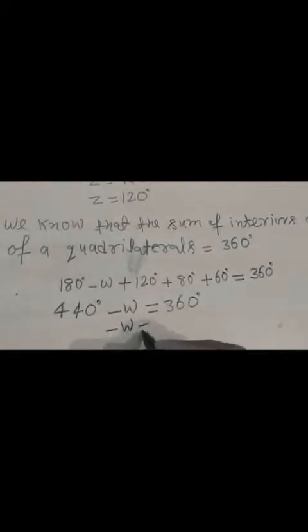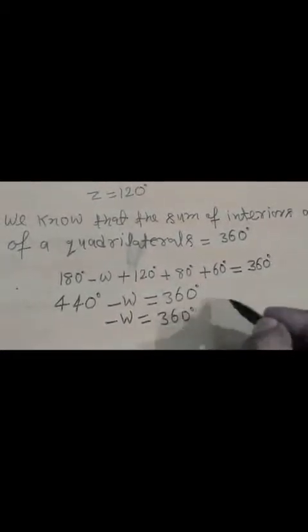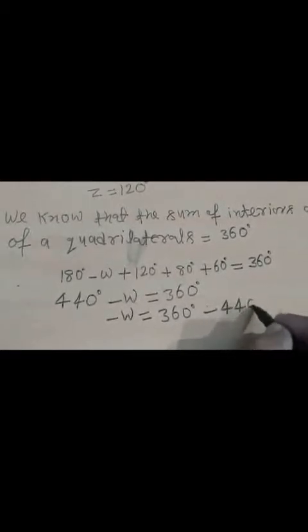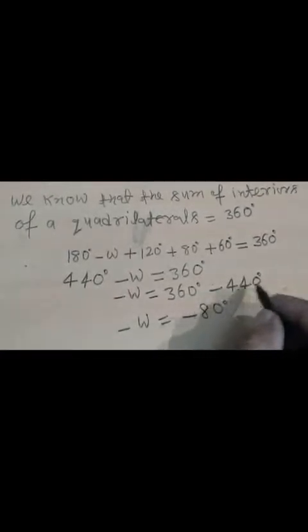Minus w is equal to 360 degrees. Okay, now transposing 440 degrees to the right hand side, we obtain minus w is equal to 360 degrees minus 440 degrees. Or minus w is equal to minus 80 degrees, since 360 minus 440 degrees is equal to minus 80 degrees. Okay, now the minus will be cancelled, and then we obtain w is equal to 80 degrees. Clear?